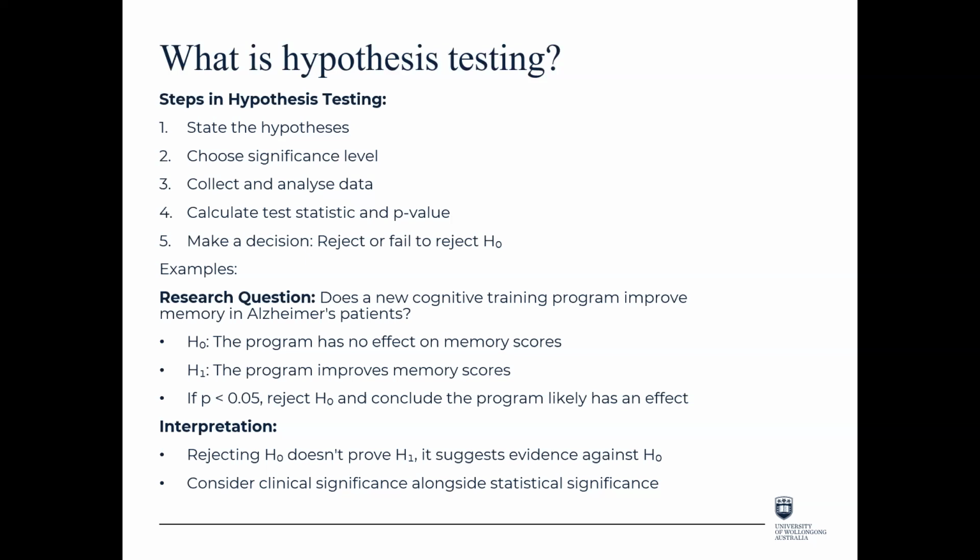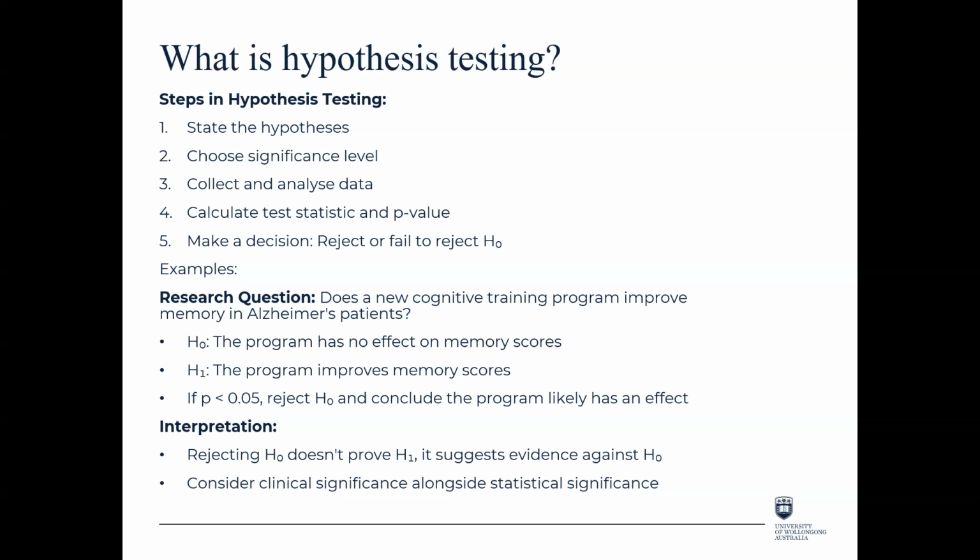the null hypothesis. As an example, take a research question like, does a new cognitive training program improve memory in Alzheimer's patients? The null hypothesis would be that the program has no effect on memory scores, and the alternative hypothesis is that the program does work and improves memory scores. If your p-value comes out to be less than 0.05, so significant, you reject the null hypothesis and conclude that the program likely has an effect.